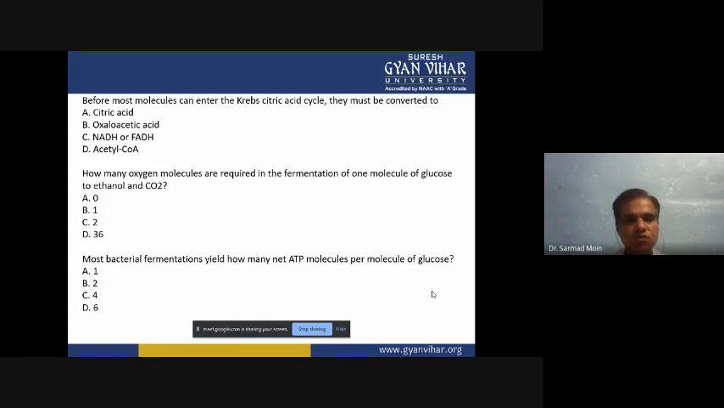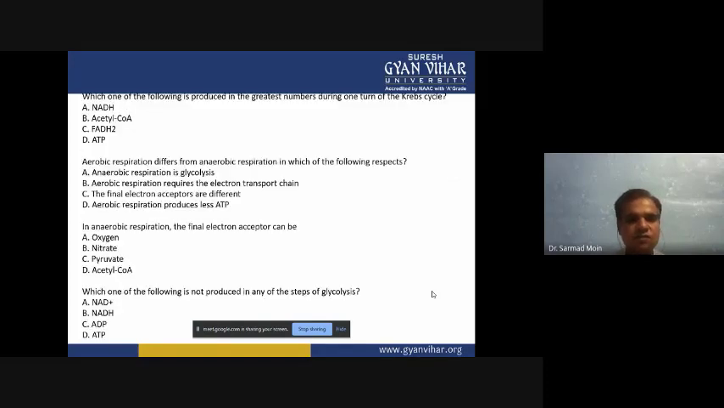Then how many oxygen molecules are required in the fermentation of one molecule of glucose to ethanol and carbon dioxide? So it may be 0, 1, 2, or 36. You have to select the right answer. Then most bacterial fermentations yield how many net ATP molecules per molecule of glucose? A option is 1, B is 2, C option is 4, D option is 6. You have to select one right answer. Then which one of the following is produced in the greatest number during one turn of the Krebs cycle? A option is NADH, B is acetyl coenzyme A, C is FADH2, D is ATP. You have to select one right answer.